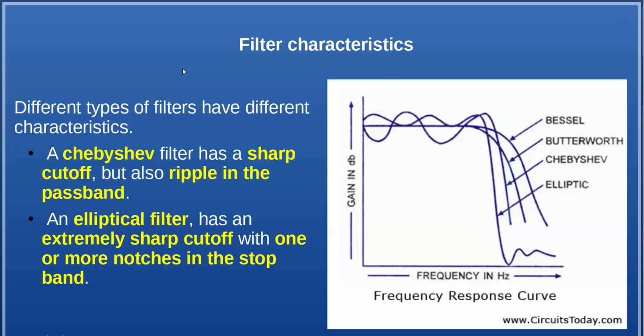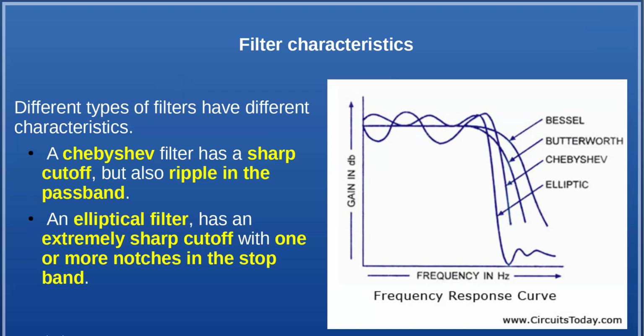We have different types of filters. There is Bessel, Butterworth, Chebyshev, and elliptic. You have to remember all of them. The Chebyshev, and there's some reference, is used quite often.